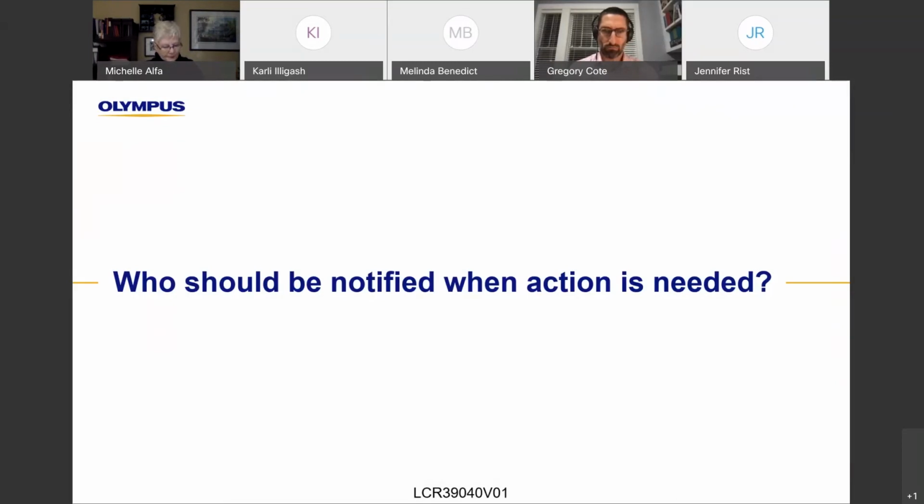Keeping in mind everything we just talked about, what really happens, or should happen, if a facility gets a lab report from an endoscope culture that shows one of those actionable levels, so a high concern organism or any organism greater than 100 CFUs? What action should be taken, and who should be notified? Let's start, Dr. Cote, if you could give us your perspective. If you get one of these high concern actionable results, who needs to be notified?